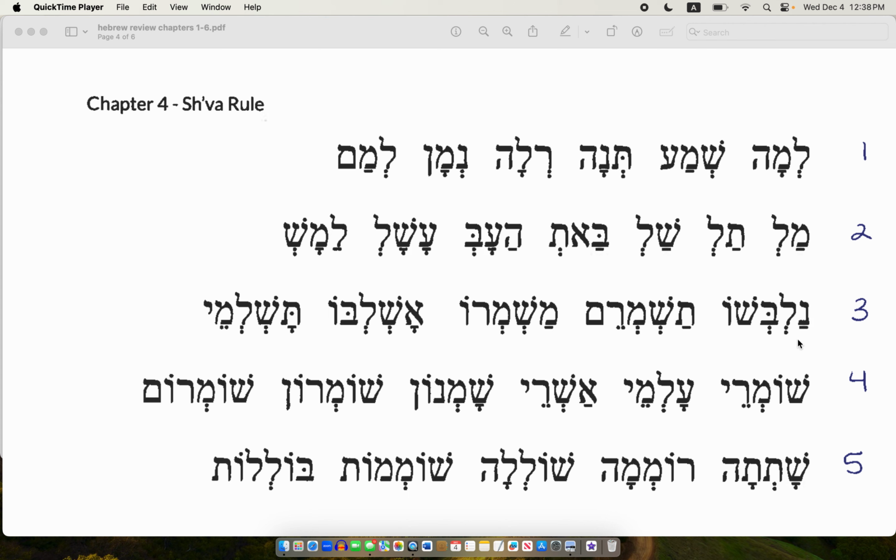Line 3, we have 2 schwas next to each other. We have 2 different letters. And so in this case, when they're back to back like this with 2 different letters, the first one is silent. The second one is sounded. So we're just going to hear the consonant of the schwa with the first letter, and then the vowel sound and the consonant of the second letter.